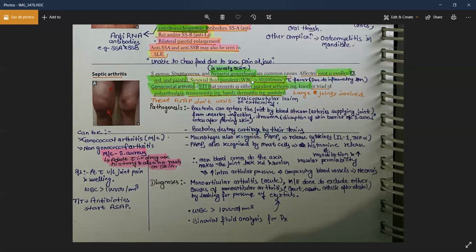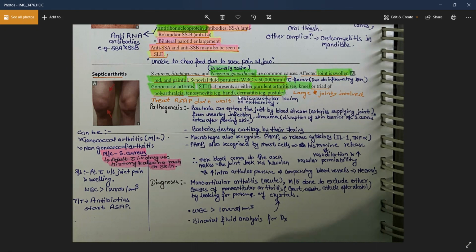Okay, and when you do the biopsy or the microscopy of this joint fluid, what you will find is numerous neutrophils which are phagocytosing these bacteria. Okay, gram-negative bacteria or gram-positive bacteria would be there along with lots of neutrophils, and that confirms the diagnosis of septic arthritis. Multiple joint involvement could be there. Okay, tendon involvement would be there, which presents with tenosynovitis. Dermatitis would be there, and please note it is a vesiculopustular type of rash. Vesicles would be there, pustules would be there, okay, which are pus-forming lesions all over the skin.